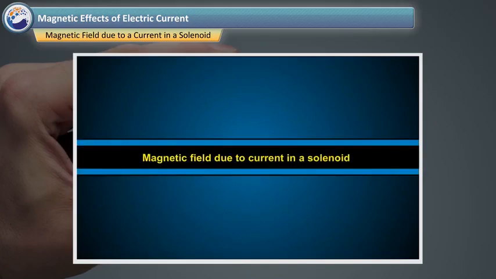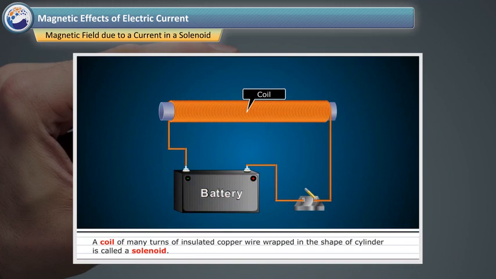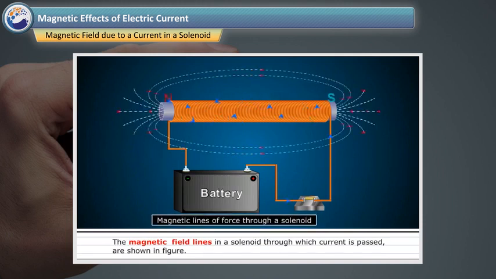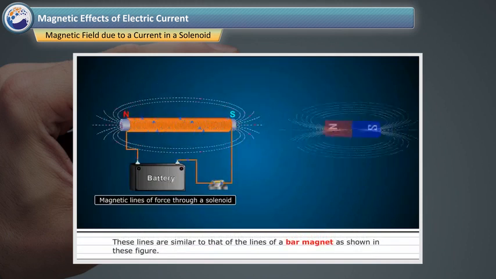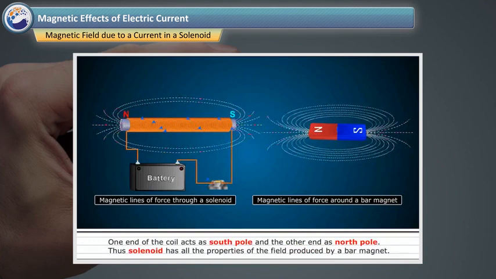Magnetic field due to current in a solenoid. A coil of many turns of insulated copper wire wrapped in the shape of a cylinder is called a solenoid. The magnetic field lines in a solenoid through which current is passed are shown in the figure. These lines are similar to those of a bar magnet as shown in the figure. One end of the coil acts as south pole and the other end as north pole. Thus, a solenoid has all the properties of the field produced by a bar magnet.